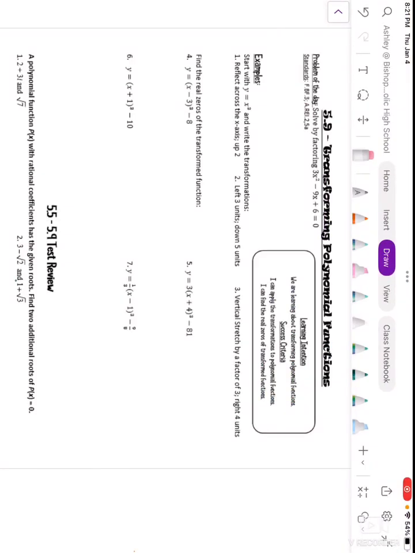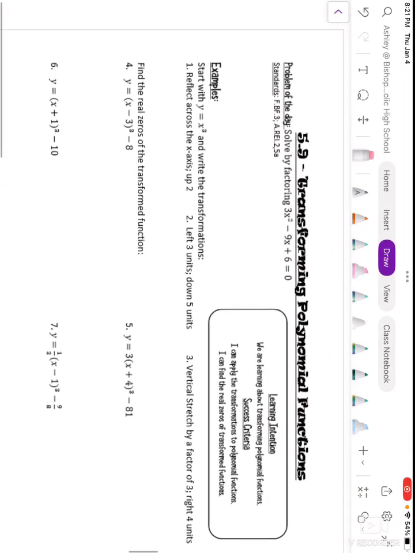Okay, we are on 5.9, the last lesson of chapter 5. We are transforming polynomial functions. So first, our problem of the day, solving by factoring. First, we would take out our greatest common factor, which in this case is 3. And we're left with x squared minus 3x plus 2 equals 0.